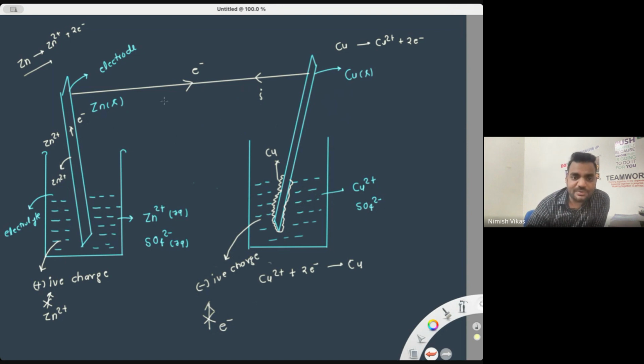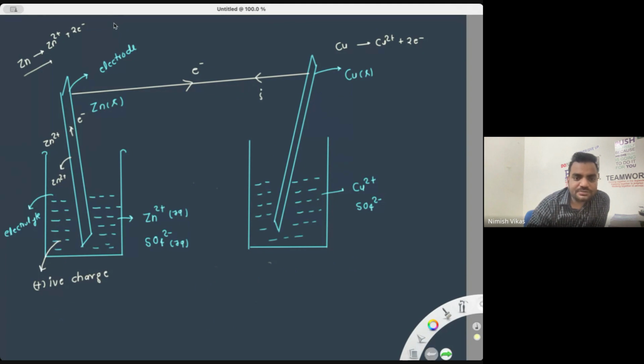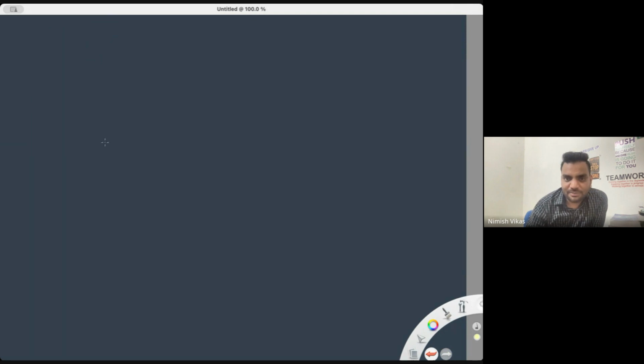Now to take care of this problem, we will add the third component of the cell, which is called the salt bridge. I will explain that separately, and then I will bring it to this slide again. Now, what is the salt bridge? Salt bridge is a U-shaped glass tube.